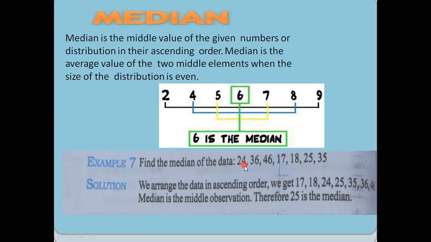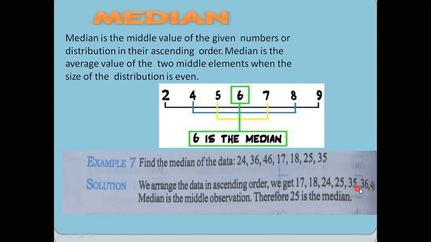Find the median of the data: 24, 36, 46, 17, 18, 25, 35. For this data, they have asked you to find the median. First, you have to arrange these numbers in ascending order, which means small to big. So you arrange them as 17, 18, 24, 25, 35, 36, 46.